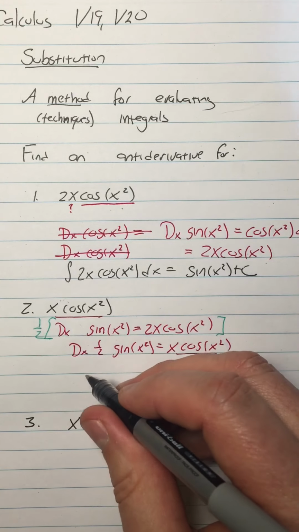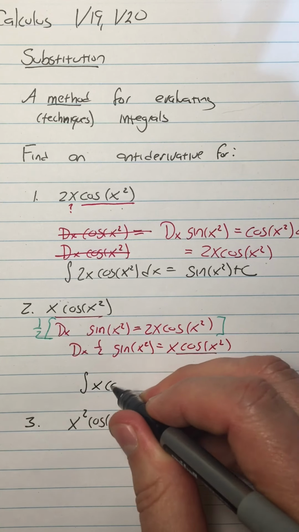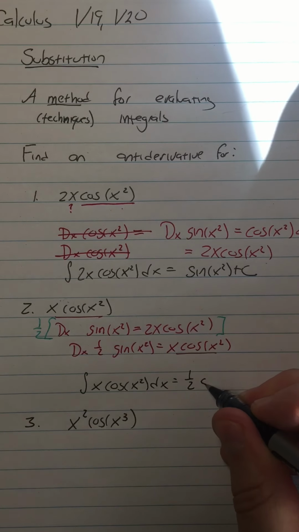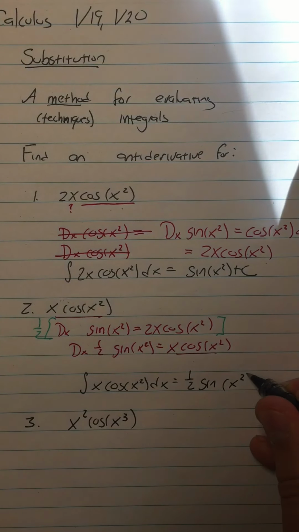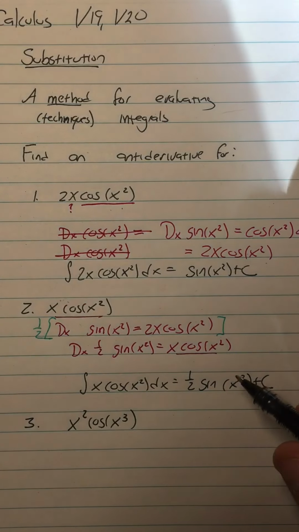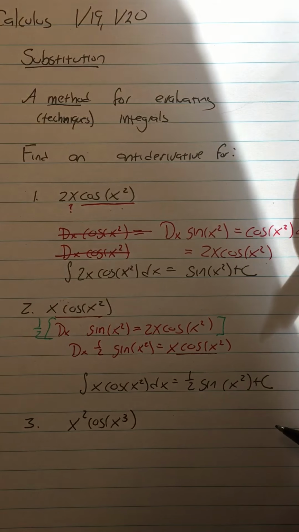So that means that the integral of x cosine of x squared dx is equal to 1/2 sine of x squared plus c. All right, so that is an exploratory method to get that antiderivative.